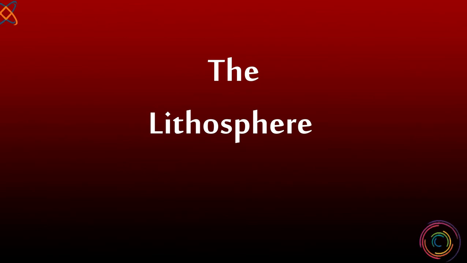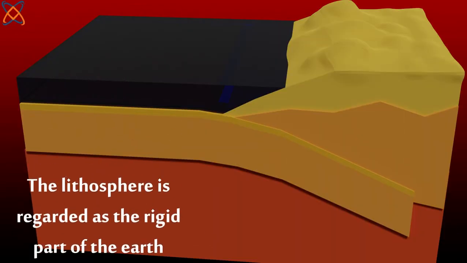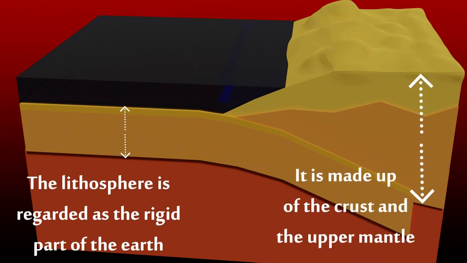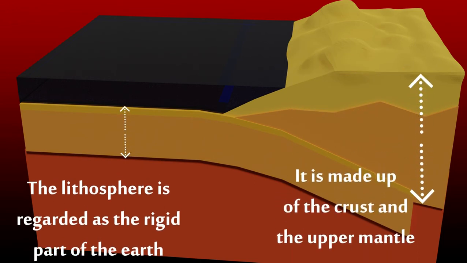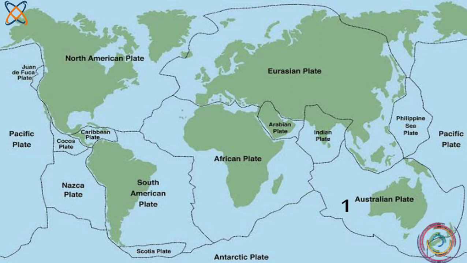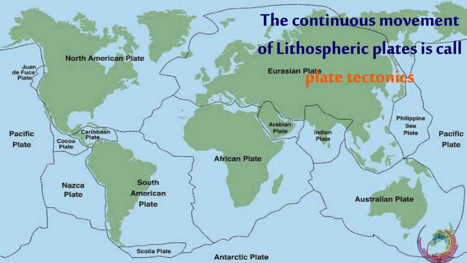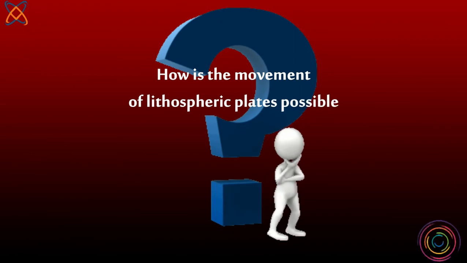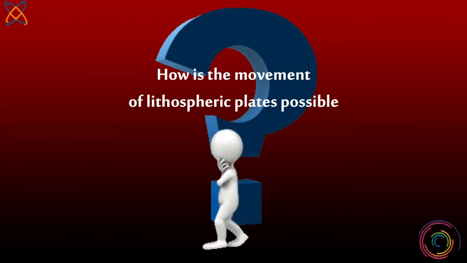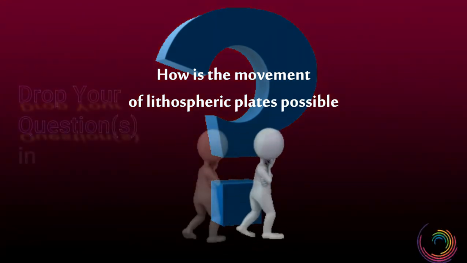Lastly, we'll talk about the lithosphere. It is regarded as the rigid part of the Earth. It is made up of the crust and the upper mantle. The lithosphere is broken into 7 main lithospheric plates, which are constantly moving. This continuous movement is called plate tectonics. How is the movement of lithospheric plates possible? We will discuss in another tutorial.